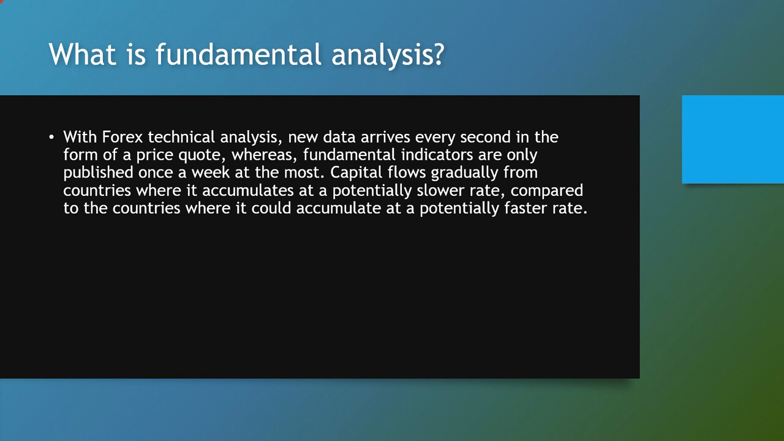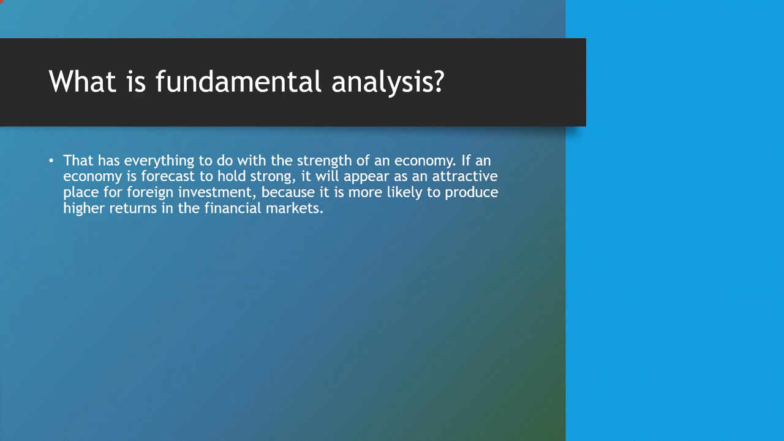Now, news data arrives every second in the form of price quotes, whereas fundamental indicators are only published once a week at the most. Capital flows gradually from one country, where it accumulates at a potentially slower rate, to the countries where it could accumulate at a larger rate. So in other words, ultimately capital flows are going to flow into an economy that is doing better, whether you're going to be buying stock in that country's corporations, or whether you're going to be parking your money in the US because interest rates are higher. But all of this is important because the whole world functions on money flow.